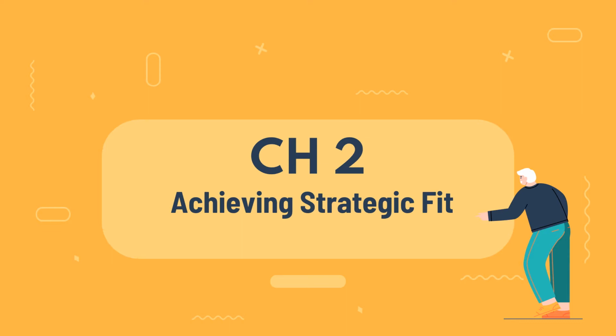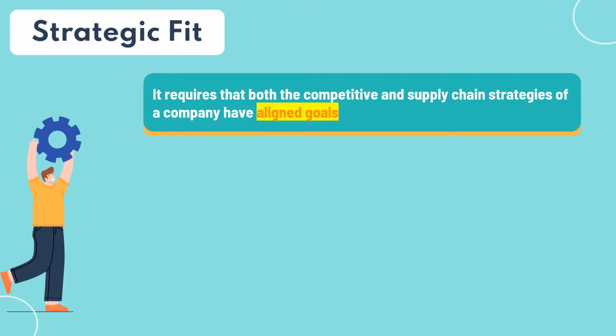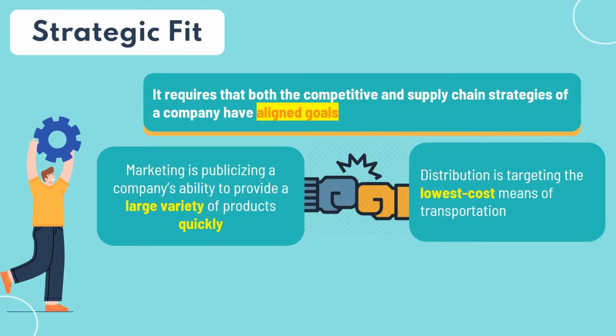Okay, first is achieving strategic fit. What is strategic fit? Strategic fit requires that both the competitive and supply chain strategies of a company have aligned goals. So, for example, the marketing division is publicizing a company's ability to provide a large variety of products quickly, but the distribution division is targeting the lowest cost means of transportation. The lowest cost of transportation can be obtained by grouping the orders together or using inexpensive but slow modes of transportation. Therefore, this action conflicts with marketing's stated goal of providing variety quickly. So, this is not a strategic fit.